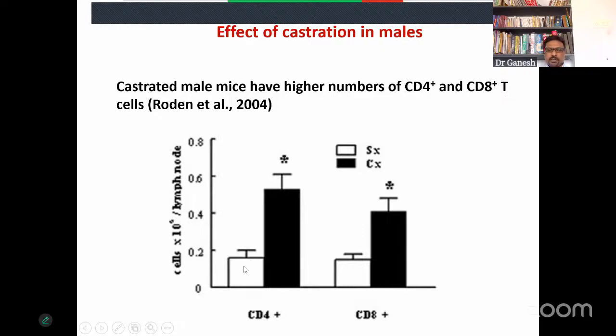Here this white bar represents the sham operated mice. Means it is a kind of operation where the operation is done, but no gland or organ is removed. These are called the sham controls. Just the animal is cut open and the stitches are done. The black bar represents the castrated one, where the animal is cut open and the organ is removed, that is, the testis is removed. So, following this castration, the immune cell number is significantly increased, particularly the CD4 plus as well as the CD8 plus, as compared to the sham controls.